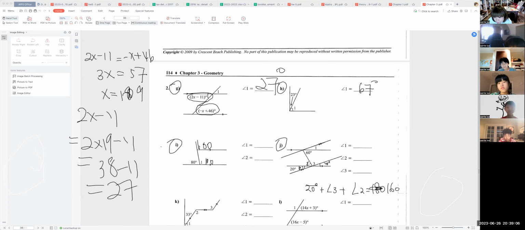Okay, so this one is 60. And angle 2 is also 60, right? So angle 3 is what? 100. So angle 3 is 100, angle 2 is 60, and angle 1 is what? Angle 1, because these two are perpendicular.